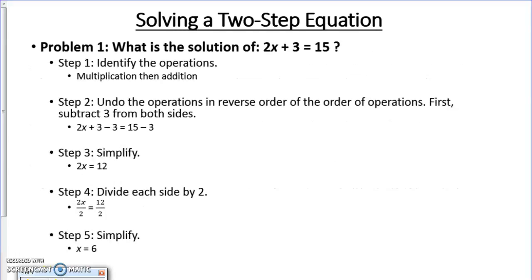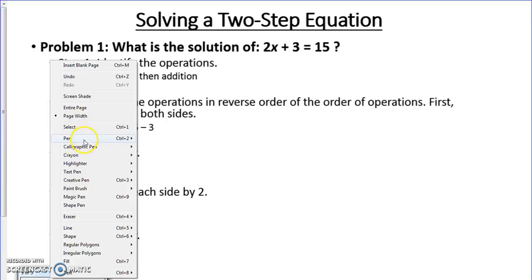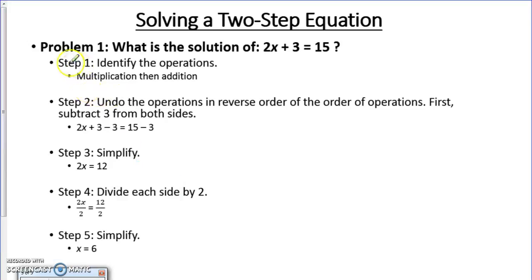Solving a two-step equation. So here we have the problem, what is the solution of 2x plus 3 equals 15? In section 2.1, we were solving one-step equations where we only had to do one thing to solve for the variable. Here we have to do two things. If you don't know where to start, here are a few steps. Step 1, identify the operations. What is happening in the original problem?